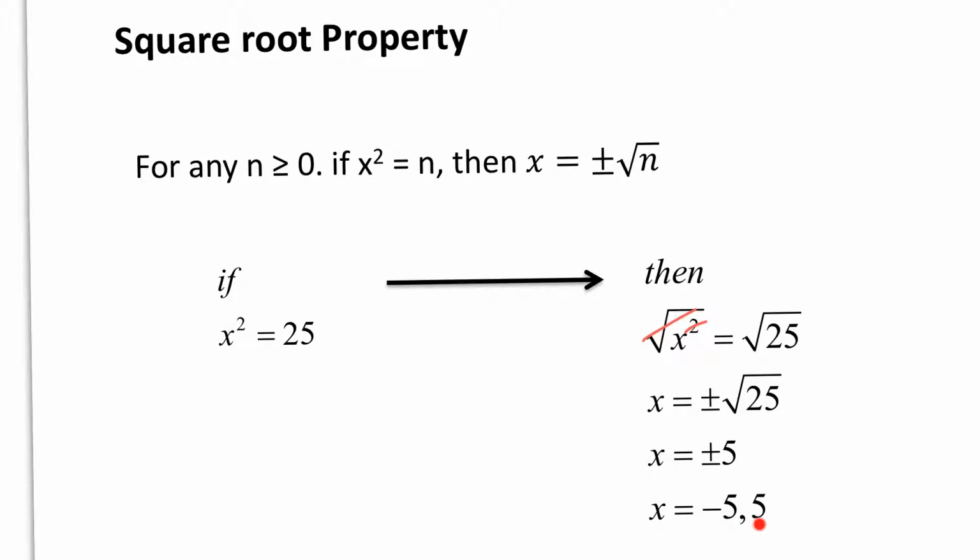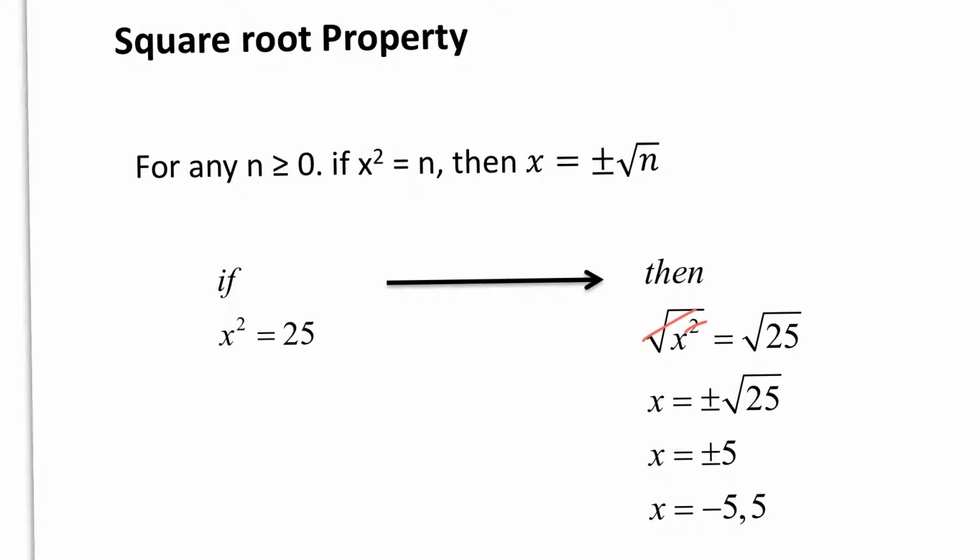And we do have two options. You can separate your answers. We have two answers here. You can write it as negative 5, comma 5. It's very common to write your answer like this as well. So you can leave it as x equals plus or minus 5. I'm okay with that in my class. But if your teacher wants you to separate your two answers, make sure you do that.